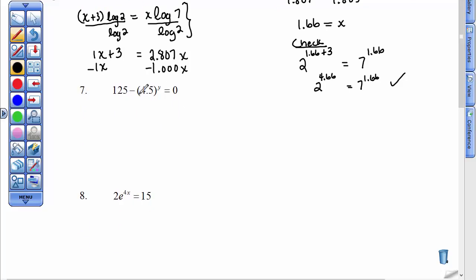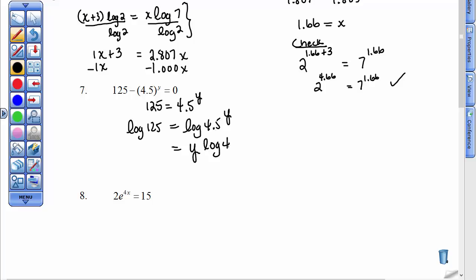In order to solve this one, you've got to get something on the right side. So I'm going to suggest that this minus 4.5 to the y power go over to the right side and be a positive 4.5 to the y power. And then you'll just have the 125 left. Don't forget, yes, take the log of both sides, bring the y down, and solve. You'd have the log of 125 and the log of 4.5 to the y power. This y would come down in front, and then in order to solve for y, you divide by the log of 4.5. So we divide this log of 125 by the log of 4.5.